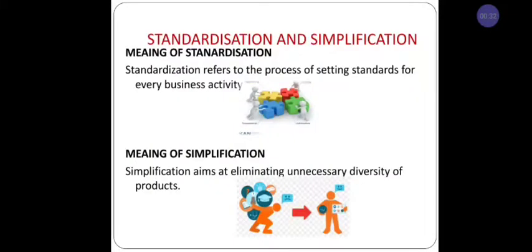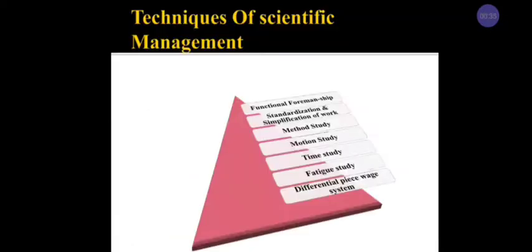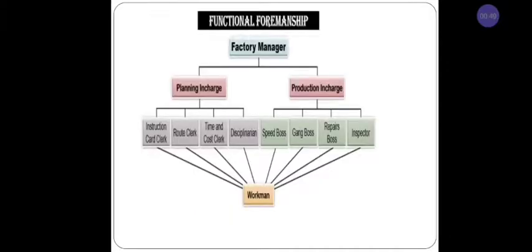In the previous class we learned about functional foremanship. Once again I'll repeat. The production manager cannot handle all the activities by one person, so Taylor introduced functional foremanship, with planning and execution separated.